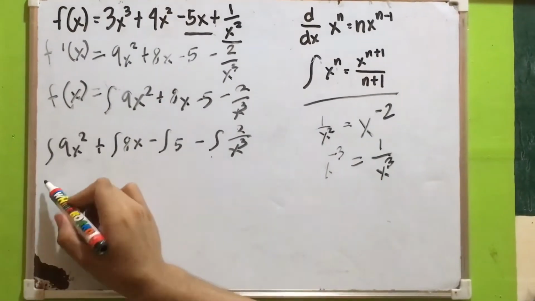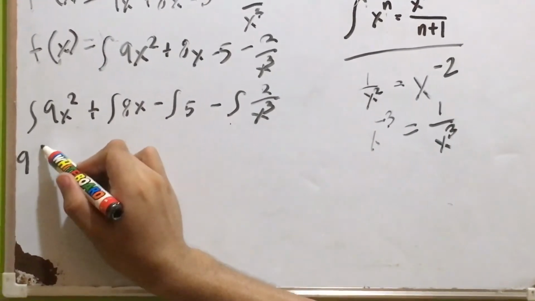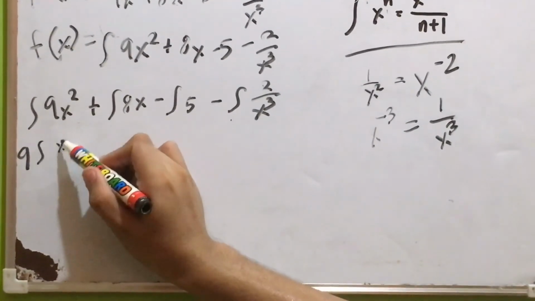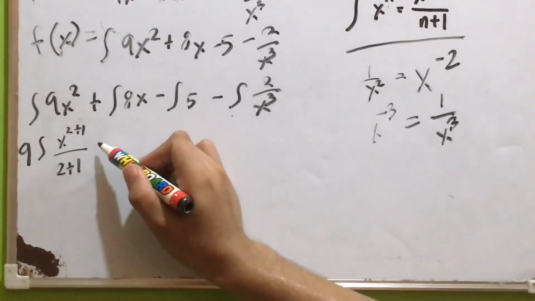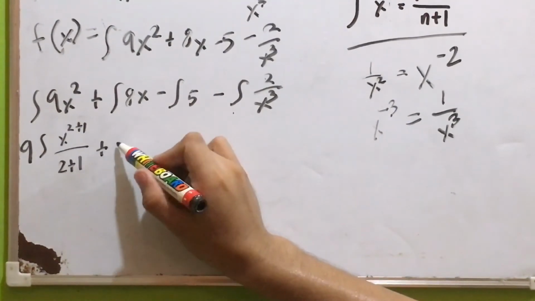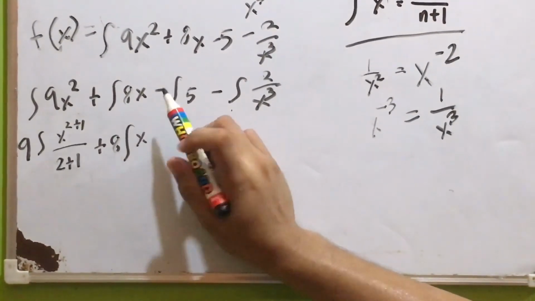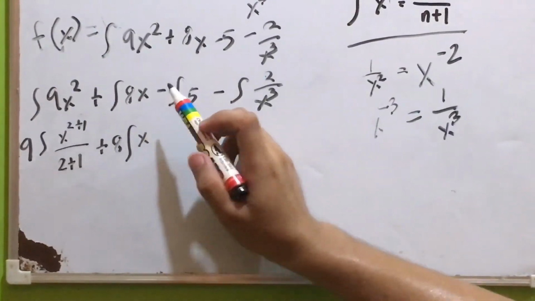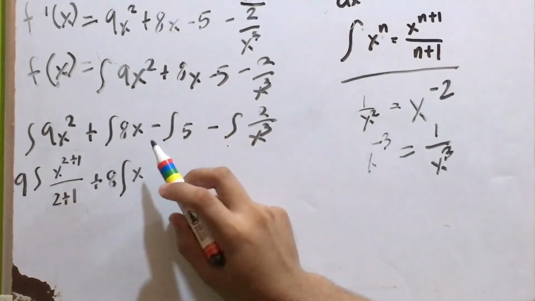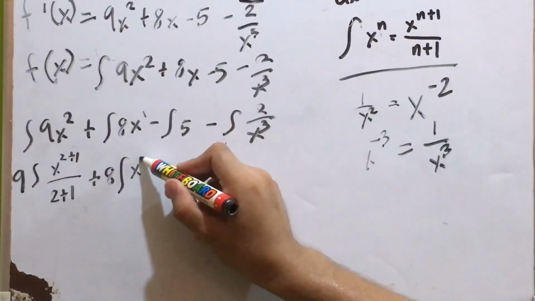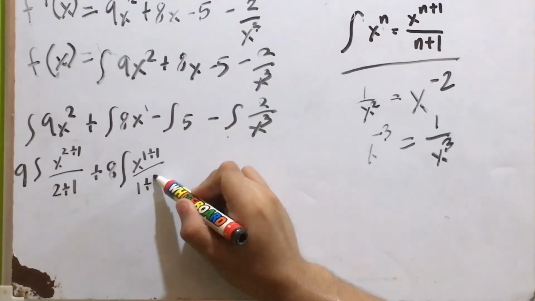So we bring out the numerical coefficient, then the antiderivative of x squared is x to the 2 plus 1 over 2 plus 1. Then again we bring out the numerical coefficient, then the antiderivative of x. As stated earlier, when we cannot see any numerical coefficient on the exponent, it is considered that there is a 1 existing in there. So 1 plus 1 over 1 plus 1.